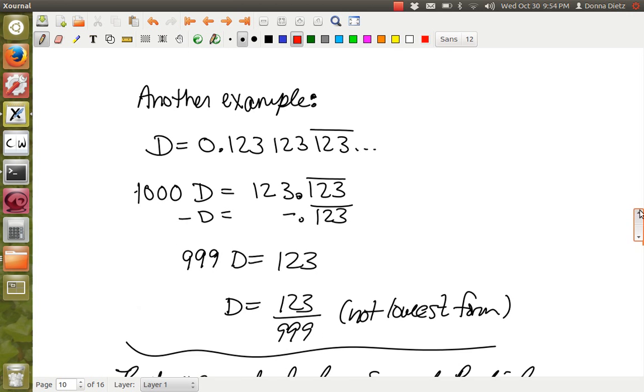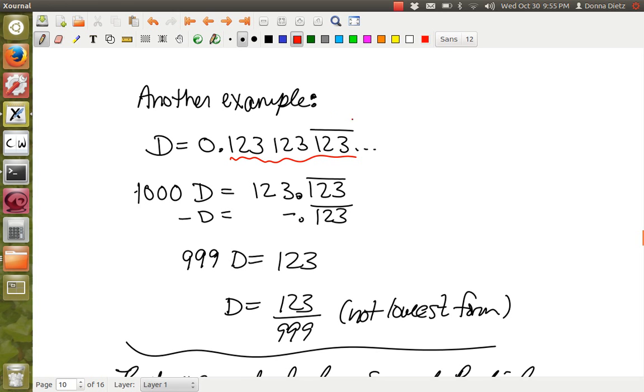Let me show you another example, repeating decimals. So let's say in this case you have a block of 3 digits. If you multiply by 1,000, you shift. Why 1,000? Well, you have to multiply by the right amount so that the trailing decimal is the same in both cases, which allows you to subtract. Then you get 999 d equals 123. So it's not lowest form, but I don't care. That's not the point. The point is we can now change any repeating decimal into a fraction.